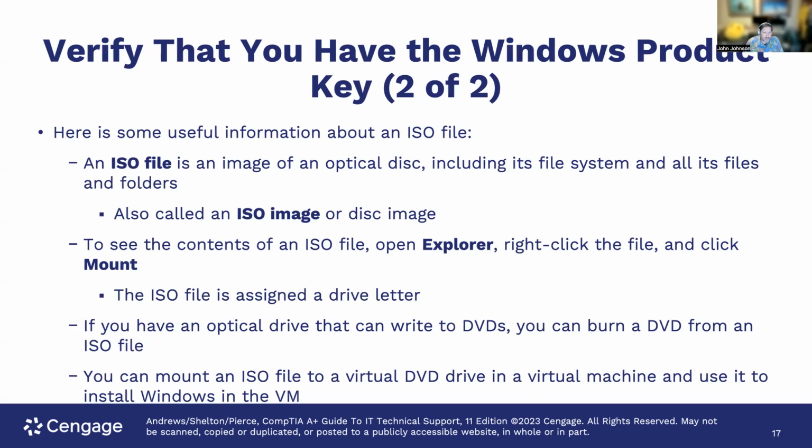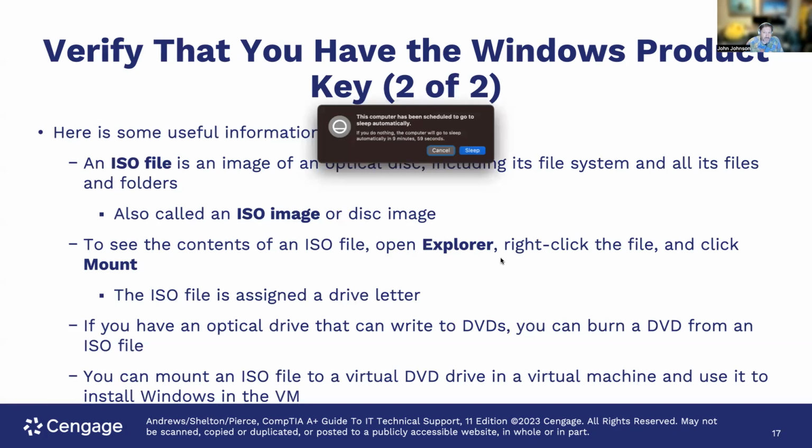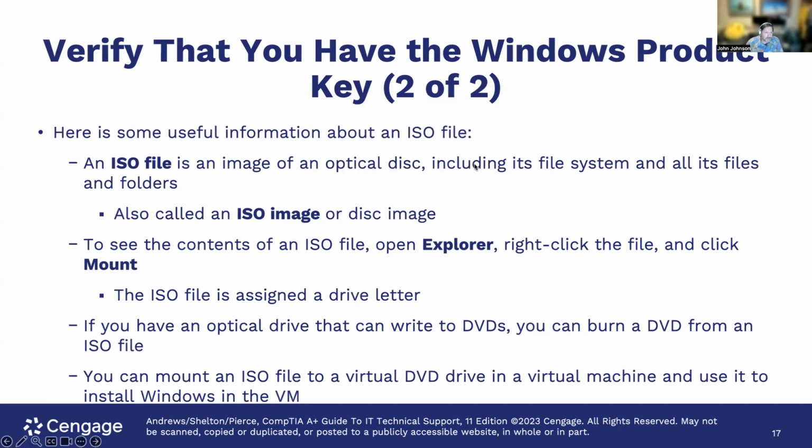If you have an optical drive that can write to DVDs, you can also burn this from an ISO. You can burn a DVD from an ISO file if you want to install from a DVD instead of an ISO. You can also mount an ISO file to a virtual DVD in a virtual machine, use it to install Windows in the VM itself. And that's a real useful thing to do. I've done that quite a lot with using VMware.